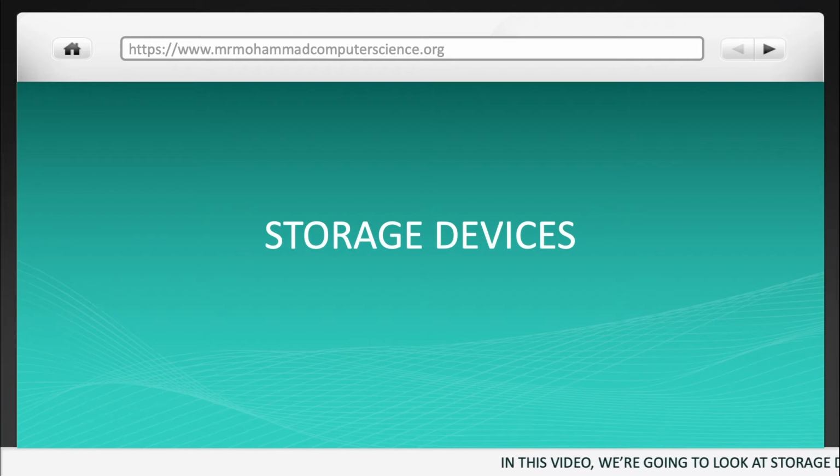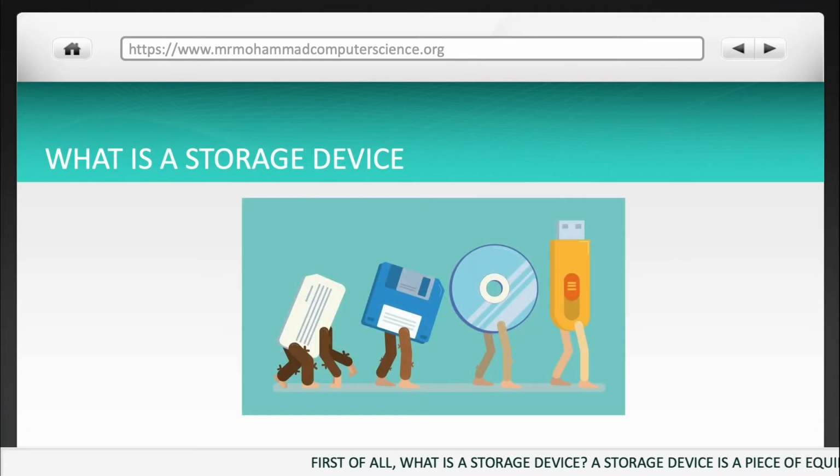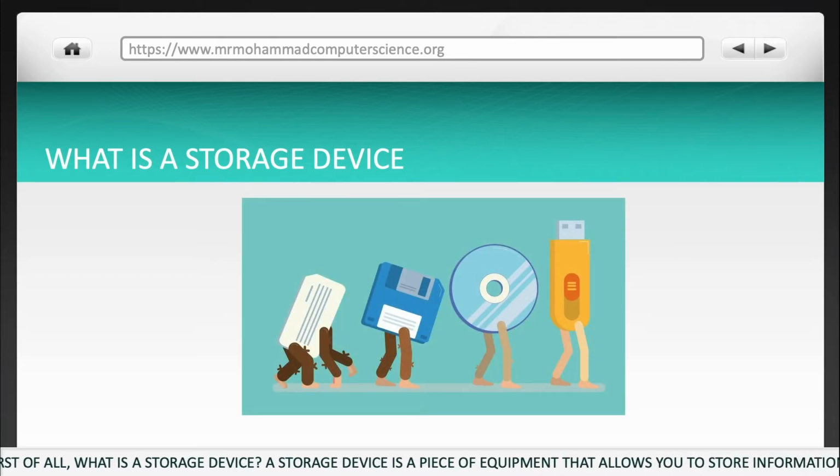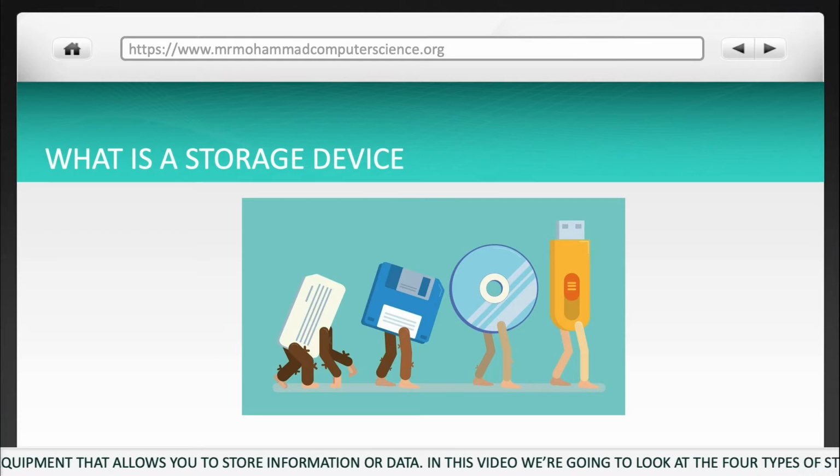In this video, we're going to look at storage devices. First of all, what is a storage device? A storage device is a piece of equipment that allows you to store information or data. In this video, we're going to look at the 4 types of storage devices.